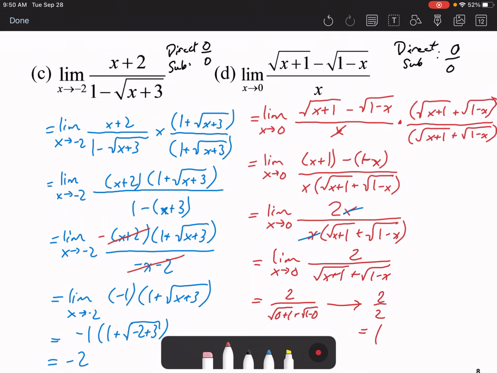So again, with all these cases, what you're trying to do is factor, or expand using rationalization, if you can't use direct substitution. And thus concludes this lesson.